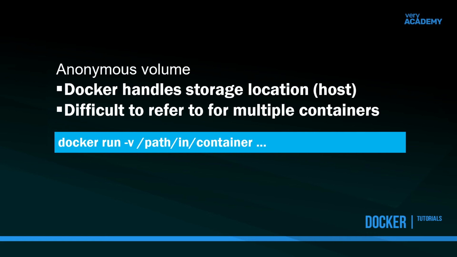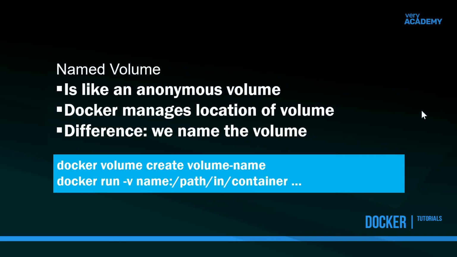So the final option is the named volume. Here there is a subtle difference. Named volumes and anonymous volumes are similar in that Docker manages where they're located. However, with named volumes, as it suggests, the named volume can be referred to by a specific name. That makes it easier for us to then utilize it, say, for multiple containers.